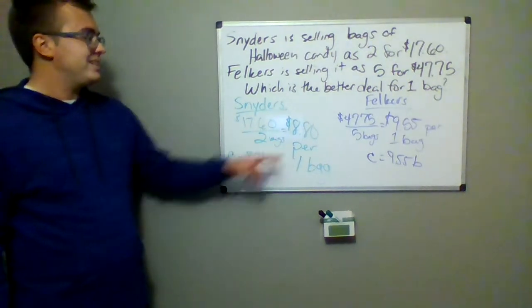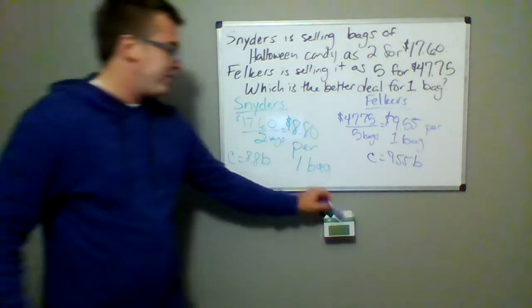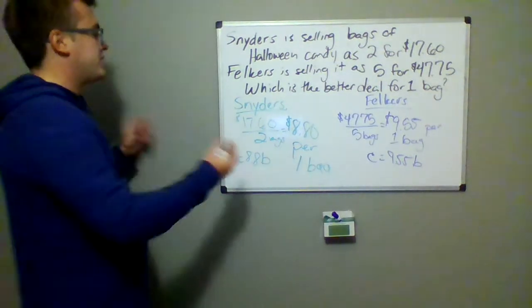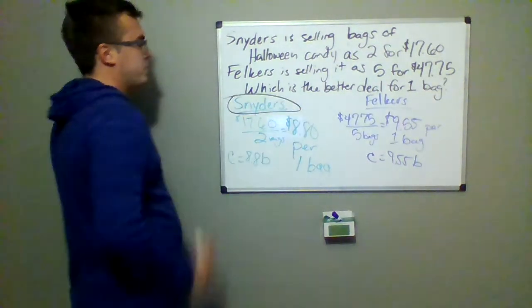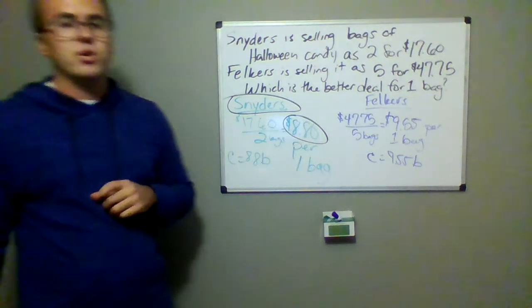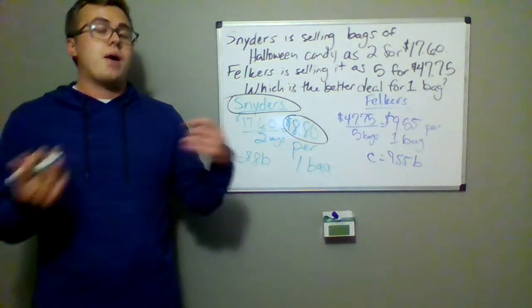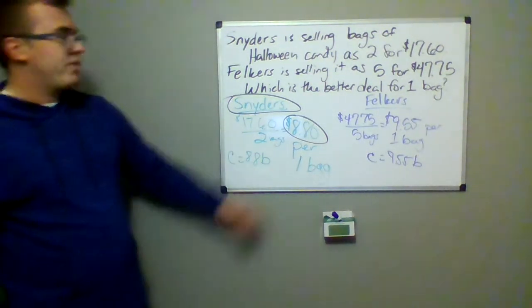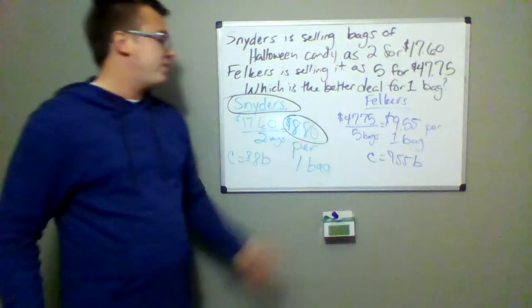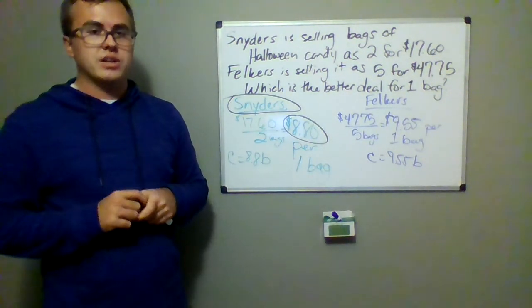And this is really easy because you just have to look at that constant of proportionality. An obvious choice would be Snyder's. Snyder's would be the better choice at $8.80 per bag. And maybe sometimes you're going to get a question that says, how much of a better deal is it? Well, then all you need to do is subtract $9.55 minus $8.80 to get your answer.